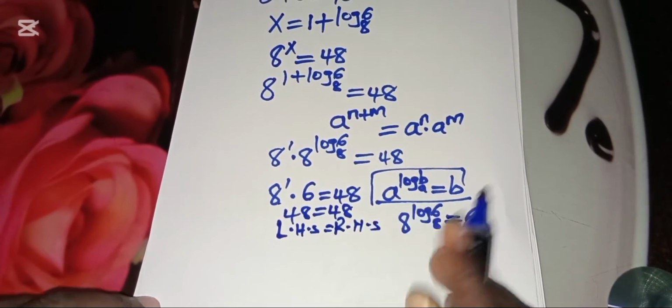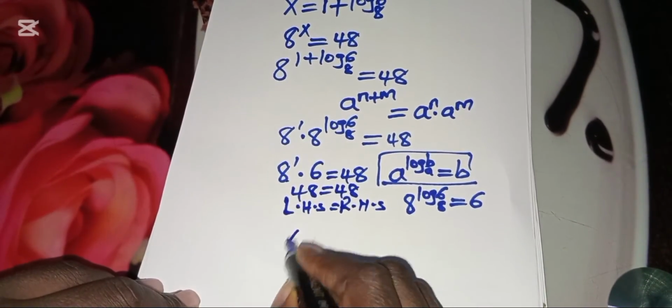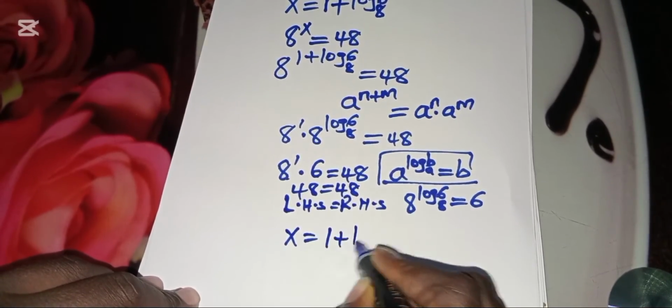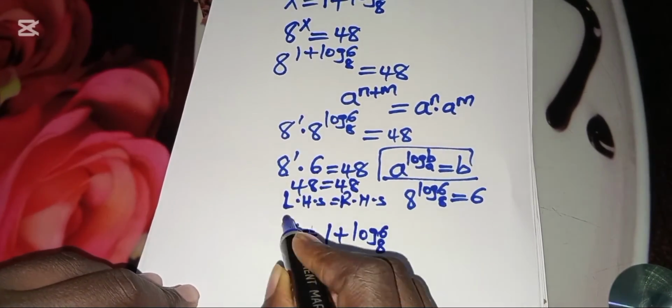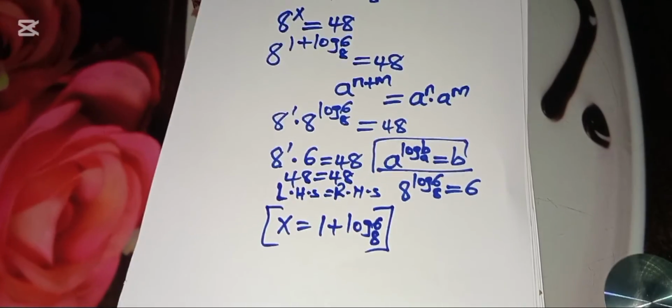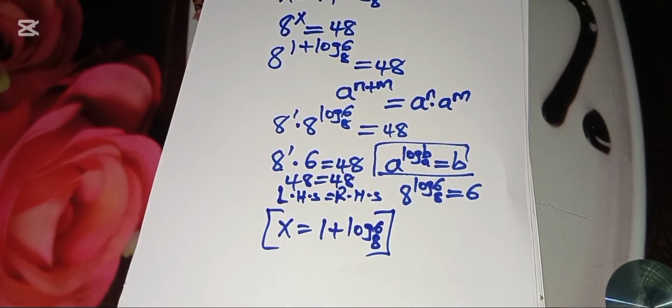So that affirms that the value of x, which is equal to 1 plus log 6 to base 8, actually satisfies the equation, and that is the solution to our exponential equation.